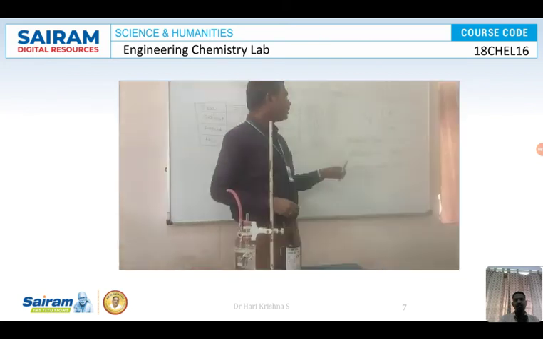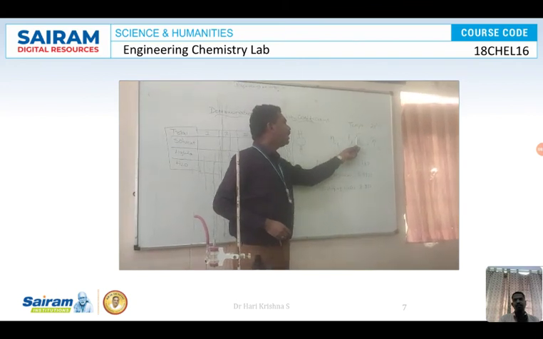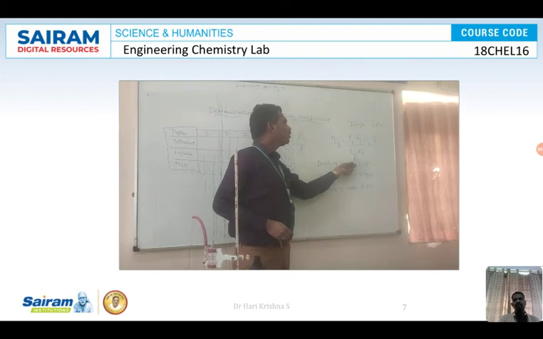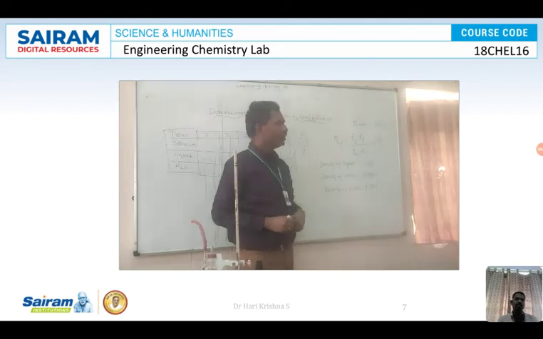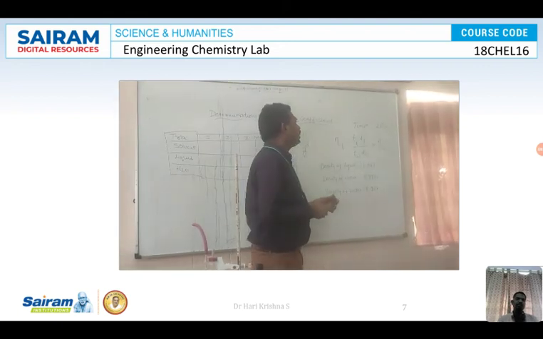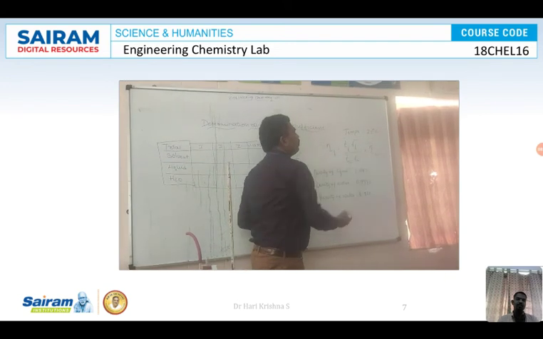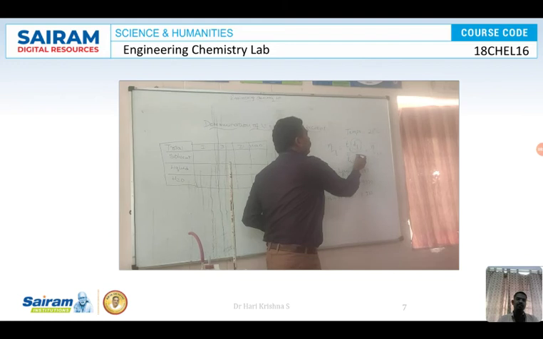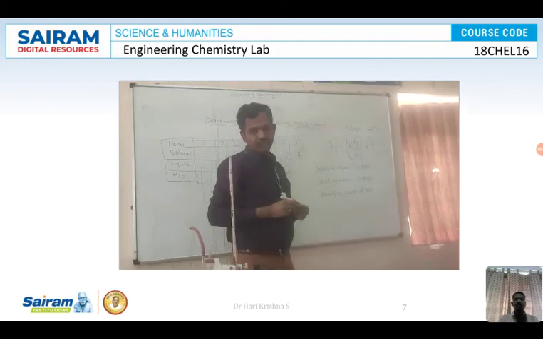Viscosity formula is given here. Viscosity of liquid equals time taken for the liquid to flow into density of liquid, divided by time taken for the water to flow into density of water, into viscosity of water. The time taken for the liquid to flow is recorded by us. The density of liquid, density of water, and viscosity of water are given as constants.